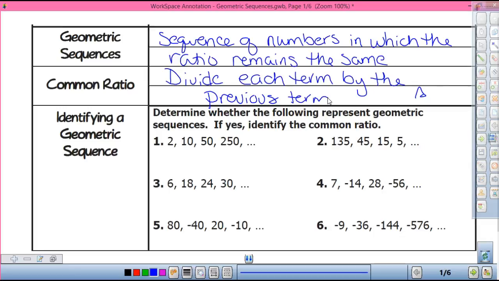Alright, so if I'm looking at number 1, is this a geometric sequence? Evan, get your head up. Okay, what are they doing? They're multiplying by 5. So this is a yes. My ratio equals 5. Because every time they're multiplying by 5.